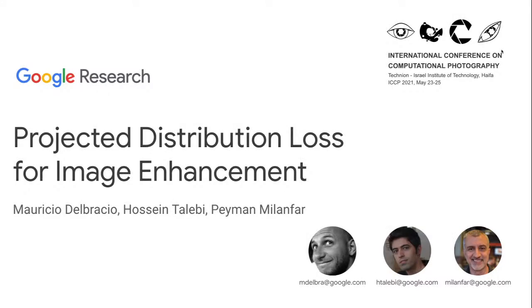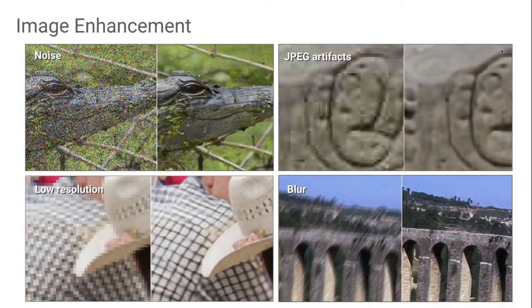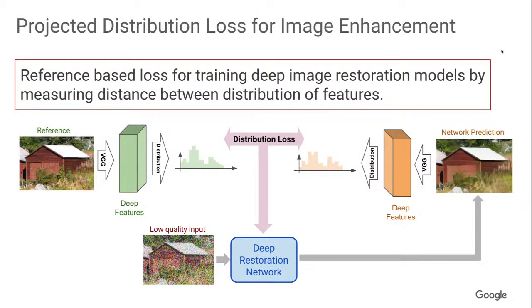We present the projected distribution loss for image enhancement. The goal of image enhancement is to correct image distortions such as noise, compression artifacts, limited resolution, or image blur. We introduce PDL, a projected distribution loss for training deep image restoration models by directly comparing feature distributions. Comparing feature distributions allows us to recover images with more realistic details while still having low pixel distortions compared to other approaches.